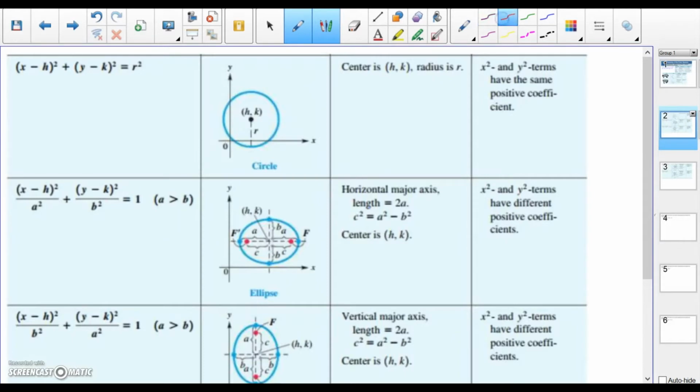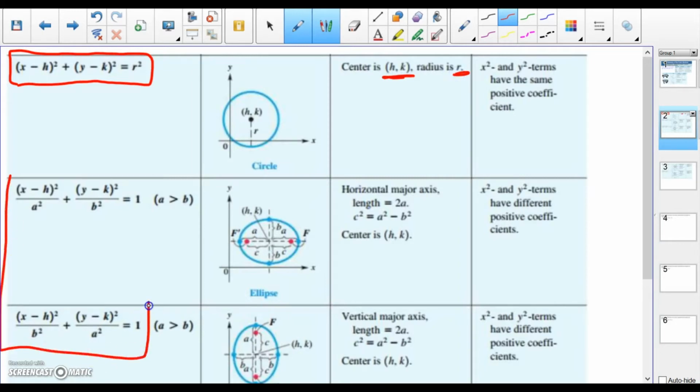When you see this equation looks like this, you should be able to tell that that's a circle. You should be able to see that the center is at (h, k) and it's got a radius of r. When we look at one of these two, we know that's an ellipse. And notice it tries to specify which number is bigger, right? Whichever number is bigger tells you if it's stretched in the x more or in the y more.